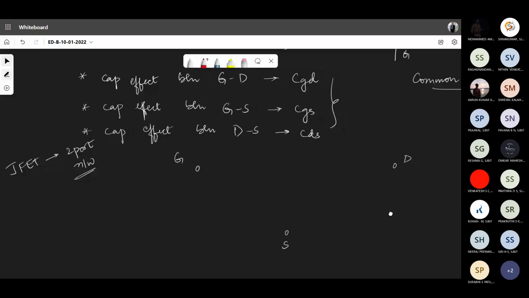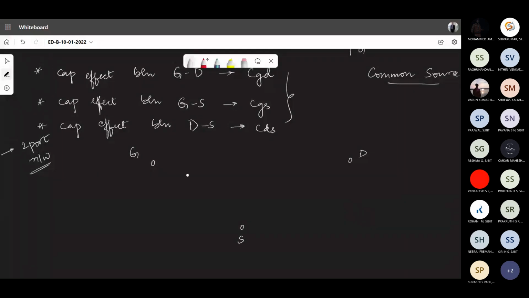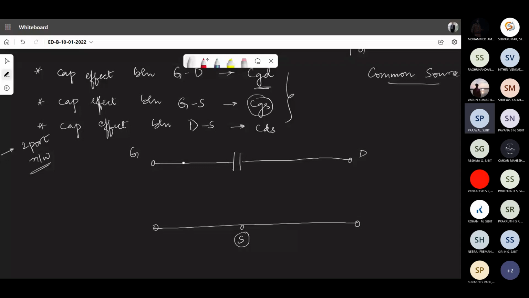So now we shall try to write the capacitances. Between the gate as well as the drain, there exists a capacitance called CGD. So let me write the capacitance between gate as well as drain. This is one capacitance. Remember, this is a common source. It's very much clear now that this is in fact a common source. Source is made common to both input as well as output. And there is a capacitance effect between the gate as well as source, which we call as CGS.